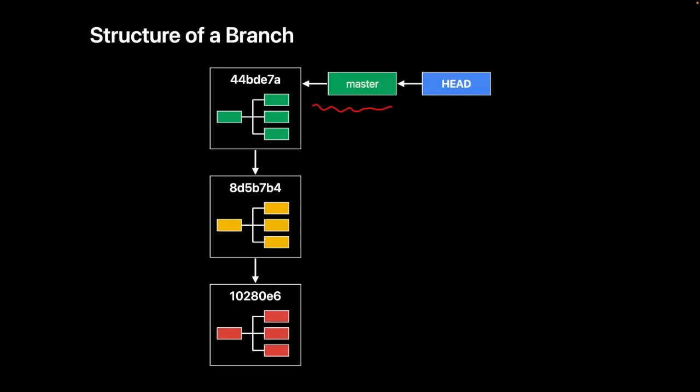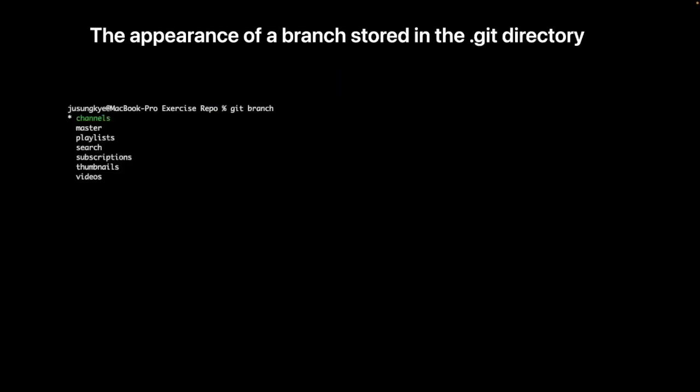This master is the name of a branch. This branch is structured to reference a specific commit in this way. I've already explained the definition of a branch. A branch is essentially a pointer to a specific commit. In this diagram, you can see the result of using a git command to list the branches. According to the output, there are 7 branches in this repository.